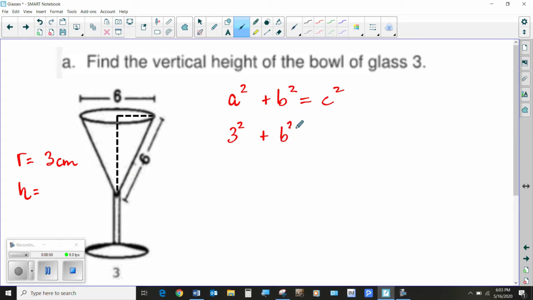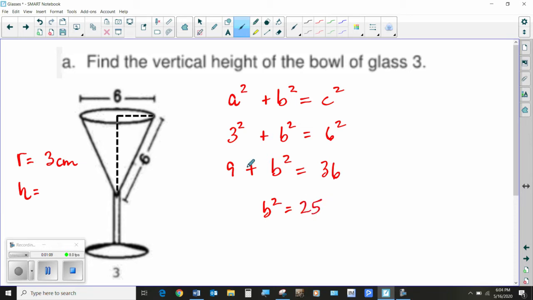So we're going to put our b squared here. And our hypotenuse is 6. So we'll call that 6 squared. So we're going to say 9 plus b squared is equal to 36, which makes b squared have to be equal to what? And you know what the most common wrong answer is?